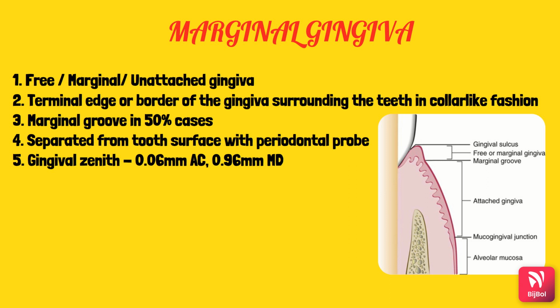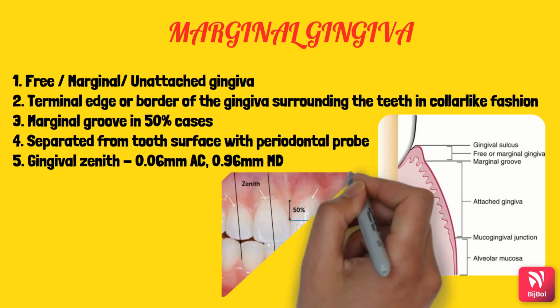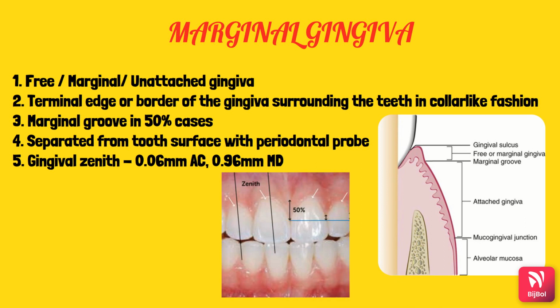Okay, next coming to the concept of gingival zenith. The most apical point of the marginal gingival scallop is called the gingival zenith. You can notice in the picture the white arrows pointing to the most apical portion of the marginal gingiva. This gingival zenith has particular dimensions. It is 0.06 mm apicocoronally and 0.96 mm mesiodistally. Another important point I want to stress here is the gingival zenith is located distally in the central incisors, whereas it is located exactly at the center in case of lateral incisors and canines. You can even appreciate this point in the picture.